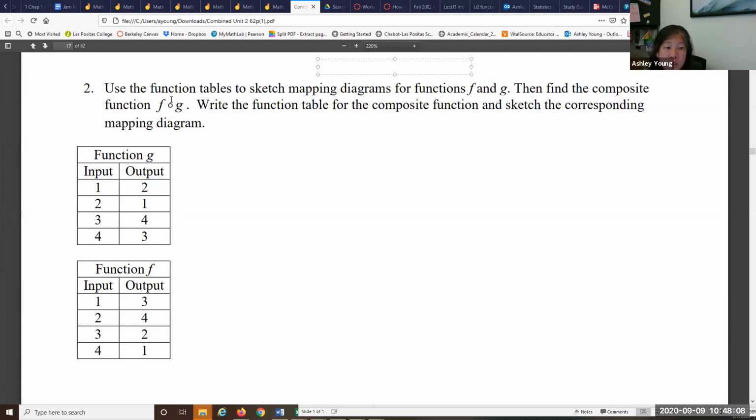Okay, so I'm going to find f of g, and that's written as, so this, I'm going to read it as f of g, which is written as f of parentheses g of x.